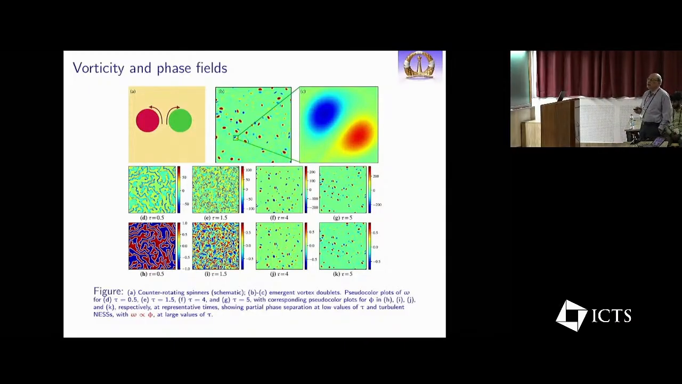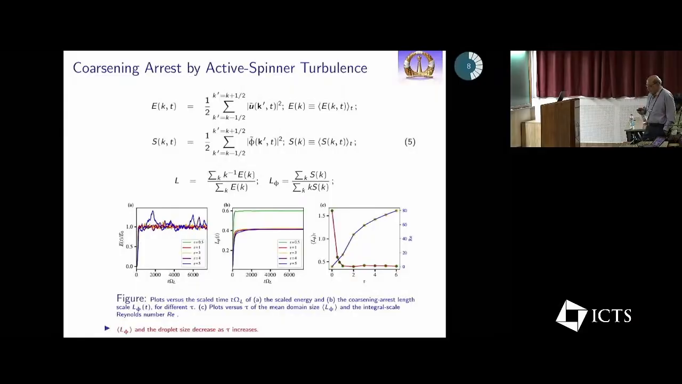So, in essence, as we increase the activity tau, first of all, we generate a new type of turbulence. Let's call it active spinner turbulence. And it's a remarkable turbulence in which the vorticity is proportional to this concentration field phi. We can characterize this by all standard measures that we use in turbulence. For example, the energy spectrum, the concentration spectrum, integral scales, coarsening scales. So just let me concentrate on one of these curves.